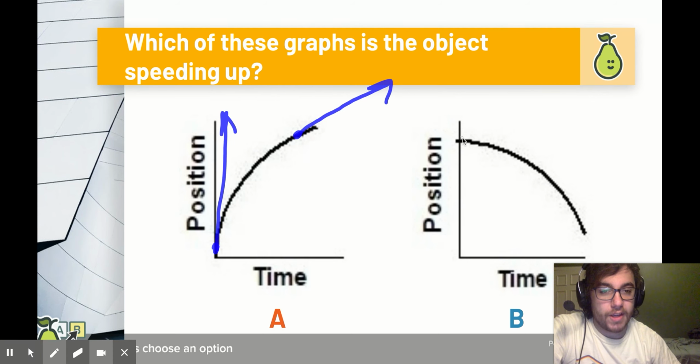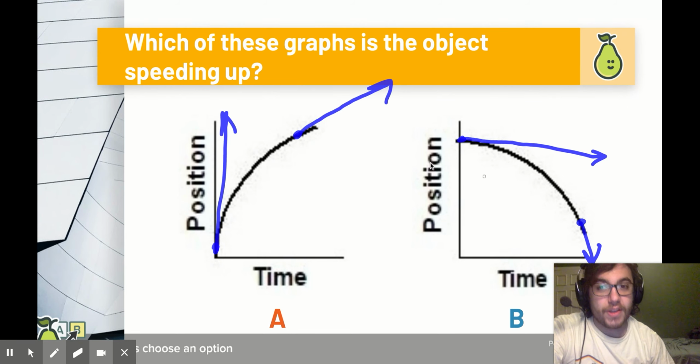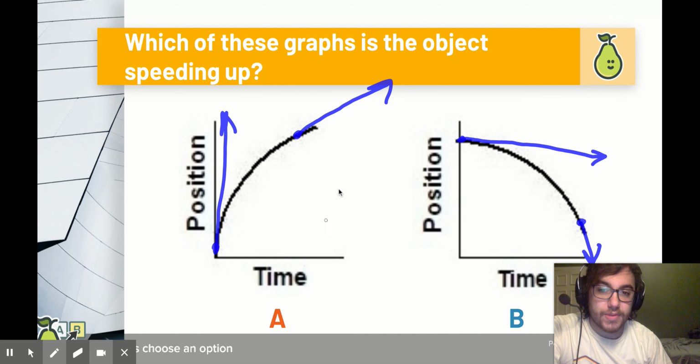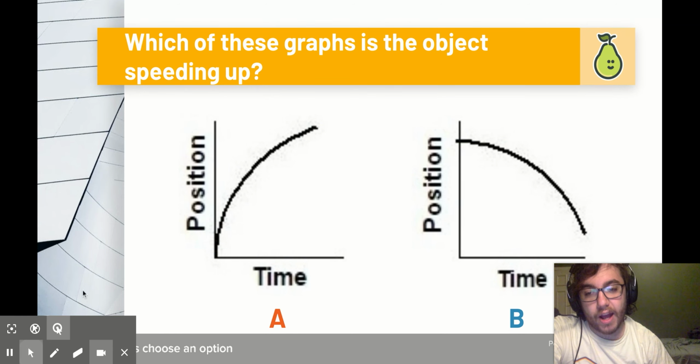Then we come over here, and initially we're not covering that much distance over that much time. But down here, it is a lot steeper, except it's in the negative direction. This is a trick question, and likely you might have chosen this one because it looks negative. But in fact, this is the object that is slowing down, and this is the one that is speeding up. So let's go over these types of graphs.